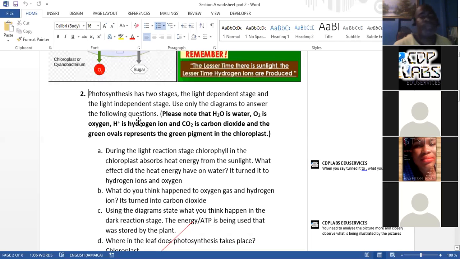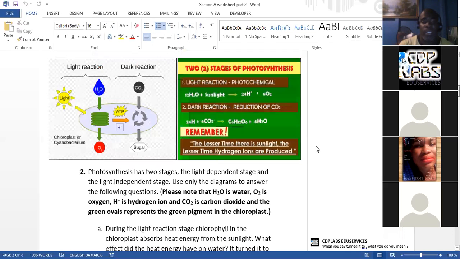So I did mark it. But if you use those words, you have got the answer correct because the latter part of it would have been correct: hydrogen and oxygen. Now, what do you think happened to the oxygen gas and hydrogen ion? You tell me it turns into carbon dioxide. No, the picture didn't tell that.